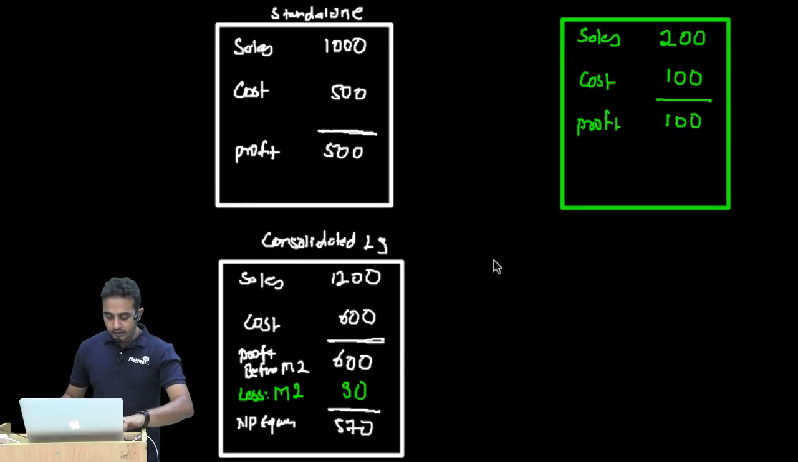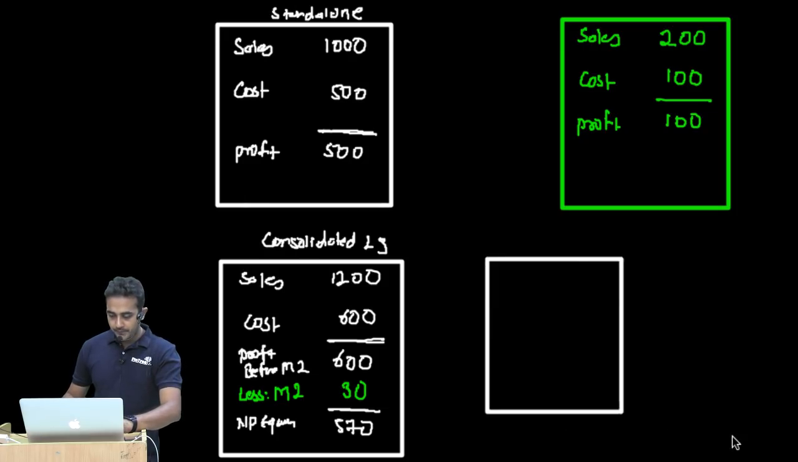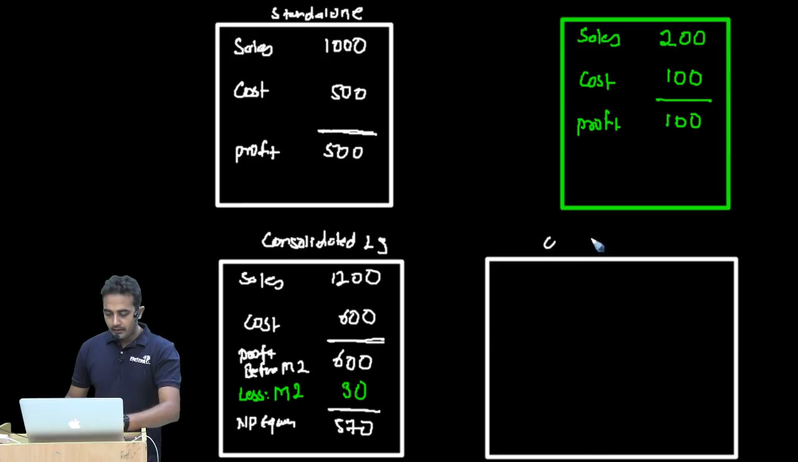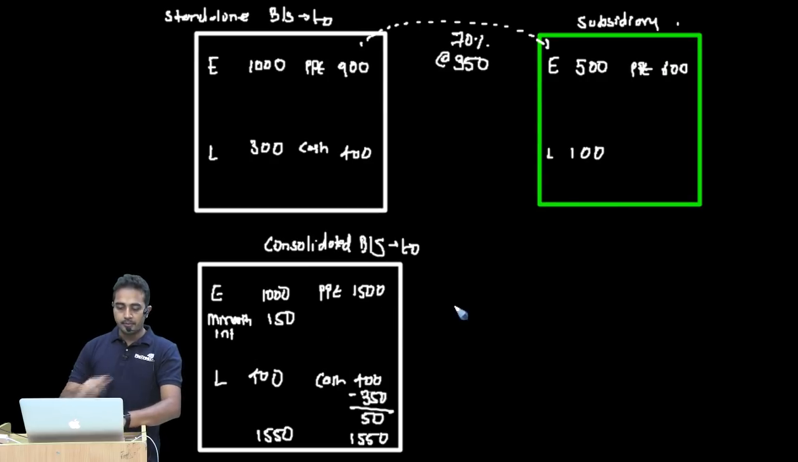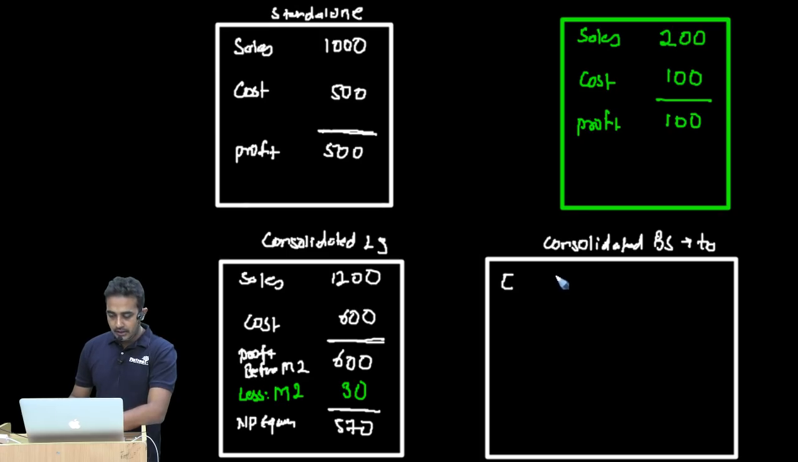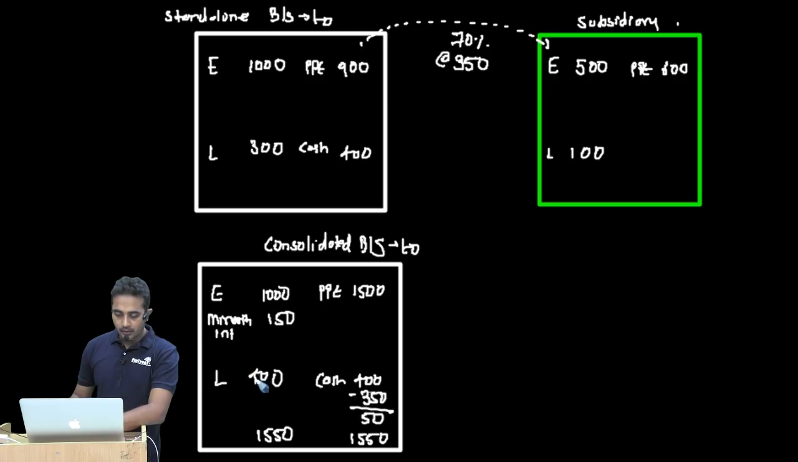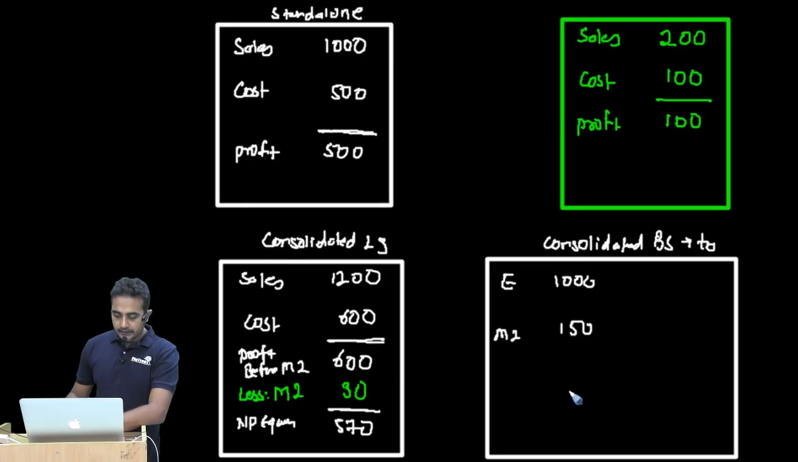Now what happens with this profit? So this is your consolidated balance sheet, consolidated balance sheet from time 0. I'm just going to copy paste what we had on the previous balance sheet. So we had equity of 1000, we have minority interest of 150, then we have liabilities of 400, PPE was how much? 1500, and cash of 50.